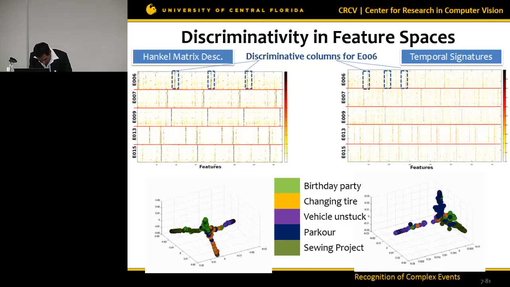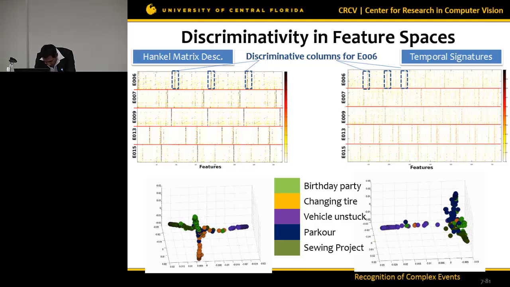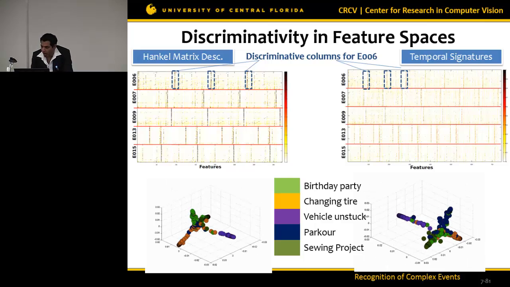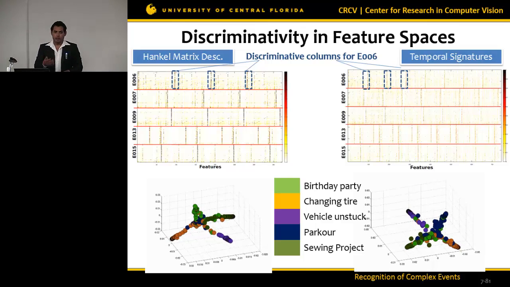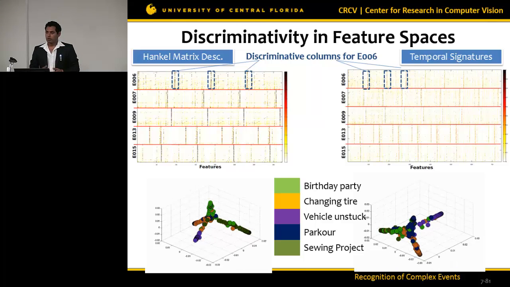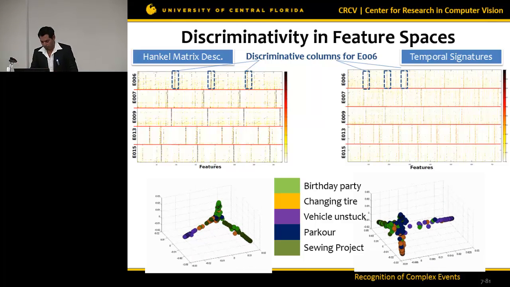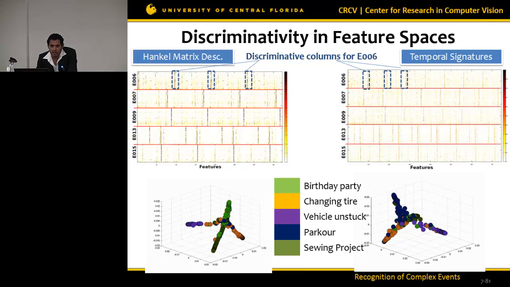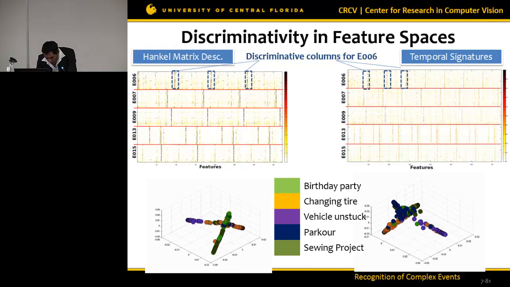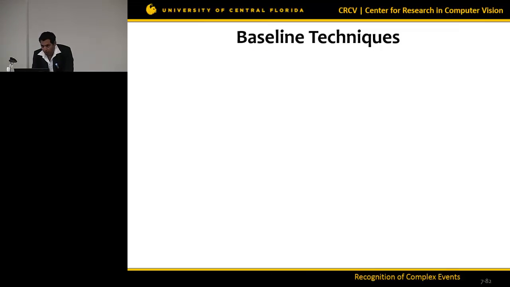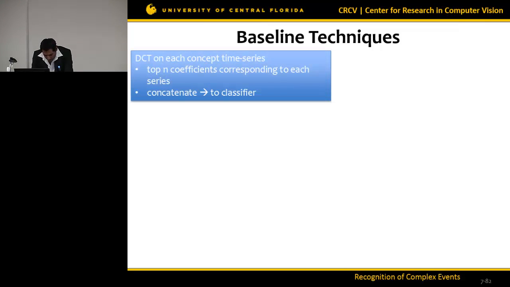Again, the idea here shows how these 5 different event categories, each dot a video sample from that particular event, are clustered together in this reduced dimensional feature space of these two different features that we proposed. And it shows that we can get really good representation in both of these feature spaces. Now we evaluated that using a few baseline techniques.